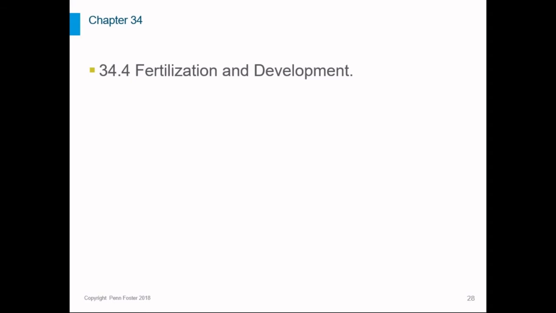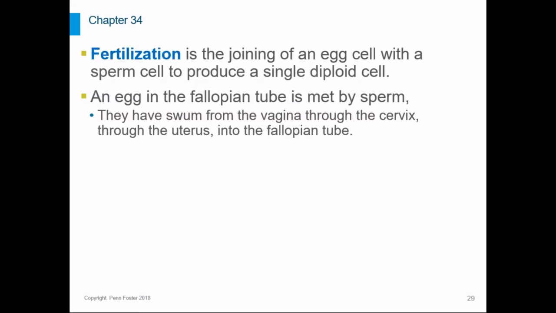Section 4 is about fertilization and development of an embryo. Fertilization is the joining of an egg cell with a sperm cell to produce a single diploid cell. Remember, both of those are haploid cells, so they only have one copy of DNA, or one set of chromosomes. They combine together to make a diploid cell, so it has two sets of chromosomes.